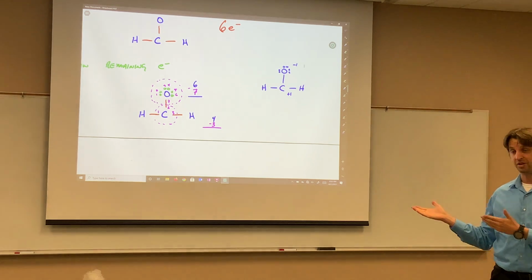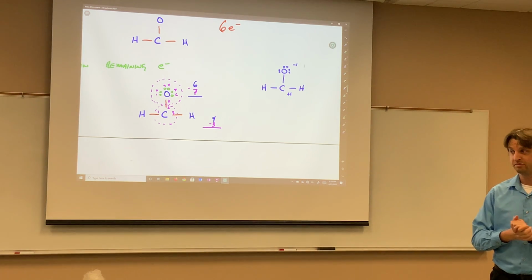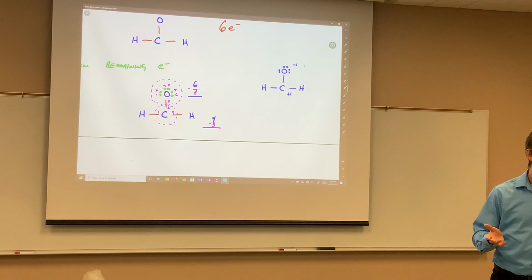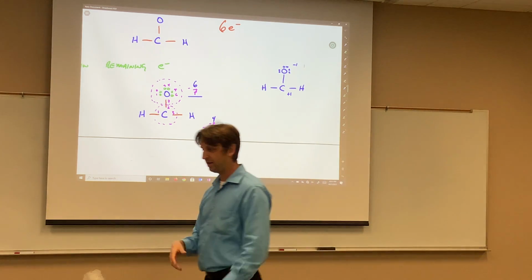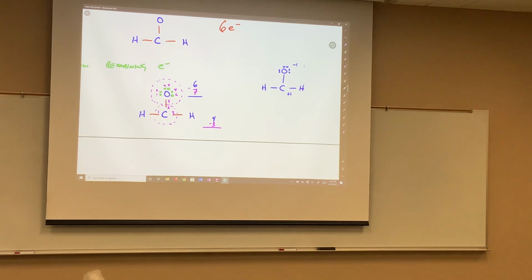What do we notice about the carbon in the structure we have drawn? It only has 3 bonds. We only have 3 bonds to it, right? So we have to give it another bond, but we can't add electrons to it. So what we're going to do is give a double bond there from the oxygen to the carbon.